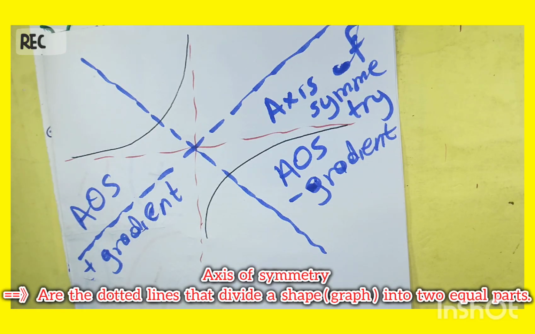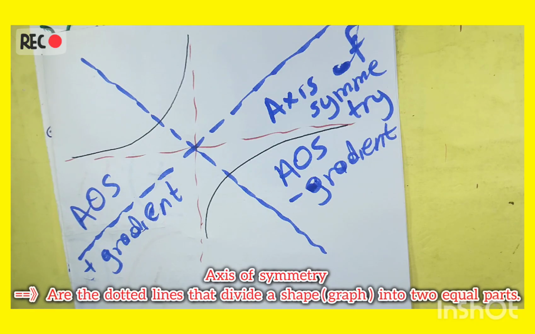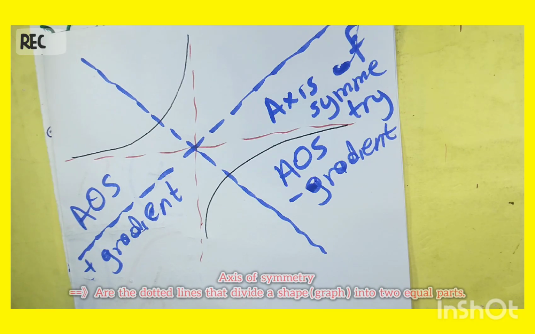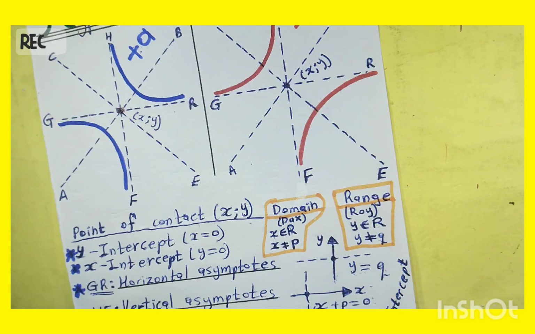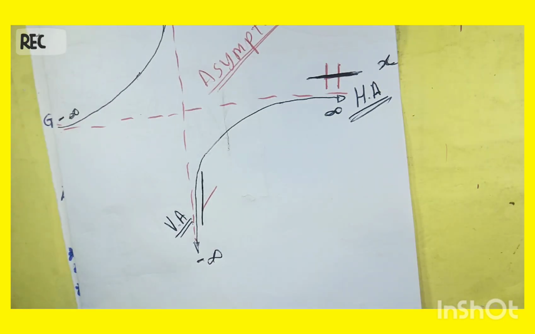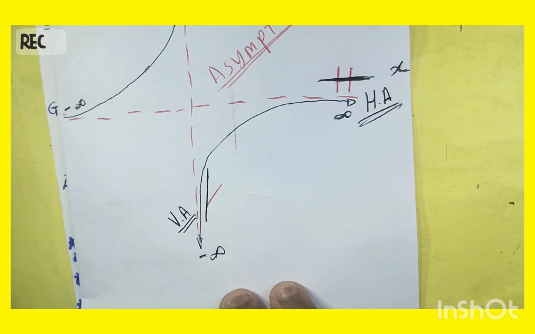But so far, I hope you understood which ones are the axes of symmetry. They divide a shape into two equal parts. But now, the asymptotes are the dotted lines that the graph gets closer to, but it will never touch and it will never cross them. Please guys, take note of that.